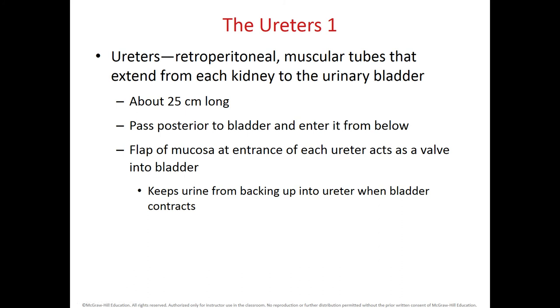So now let's talk about the ureters. The ureters are retroperitoneal organs and are the muscular tubes that connect the kidneys to the urinary bladder. They're very long, measuring about 10 inches in length, or 25 centimeters. They enter the bladder posteriorly, at its base. At the entrance into the urinary bladder, the ureters have a flap that acts like a valve, preventing the backing up of urine from the urinary bladder into the ureters when we are voiding the urine.